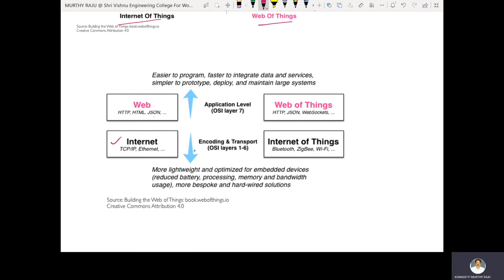To convert this internet into the Internet of Things, we have the device layer and connectivity layers, that means Bluetooth, Zigbee, Wi-Fi. These are the technologies used to connect the devices to perform their actions. That is called the Internet of Things. Coming to the Web of Things, here it uses HTTP, JSON, WebSockets. These are the protocols and software standards which are very useful to perform Web of Things actions.